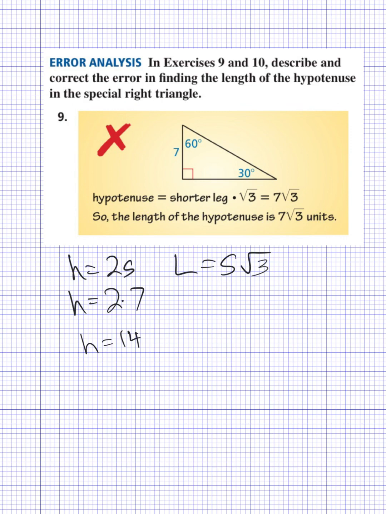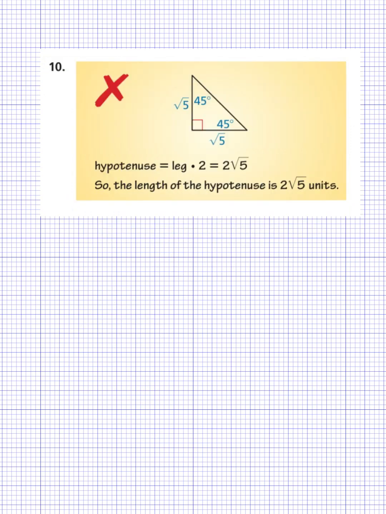Let's take a look and see what they did here. Hypotenuse equals the short leg times the square root of 3. So they messed this up. This should be the long leg. If they're doing it times the square root of 3, the long leg should be here. And that's the short leg times the square root of 3. So that's what they did wrong. Hypotenuse should be 14.